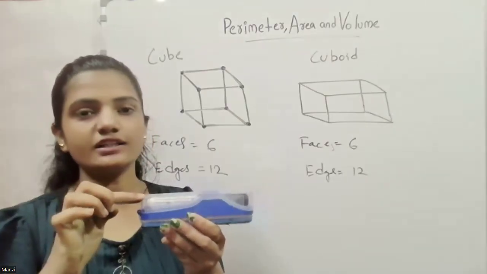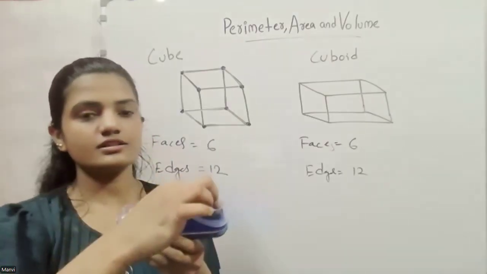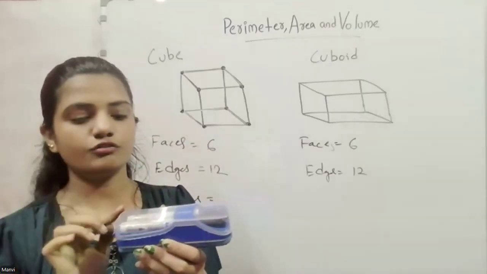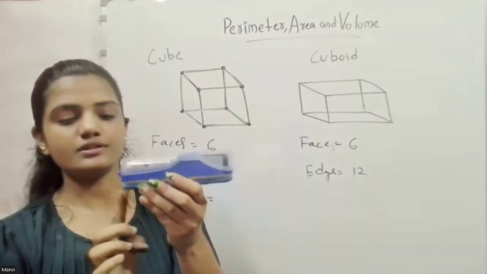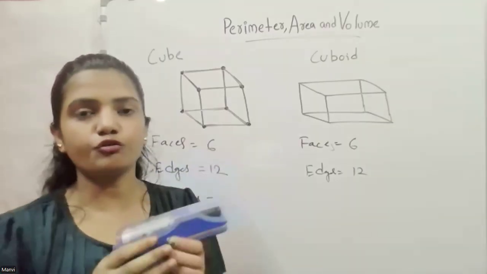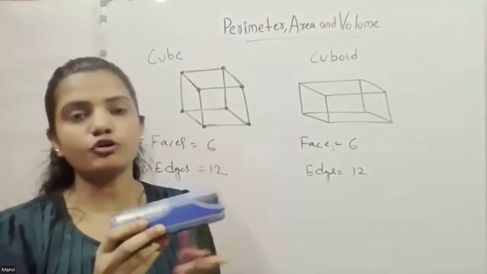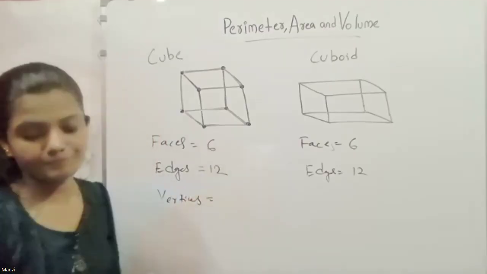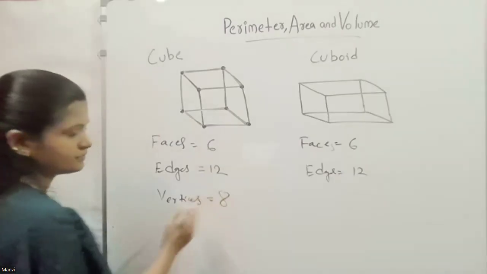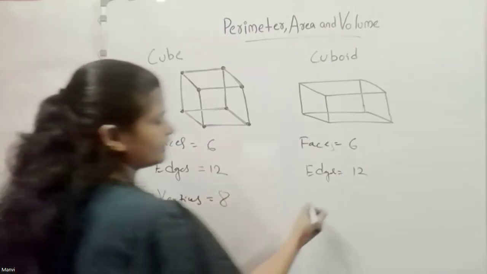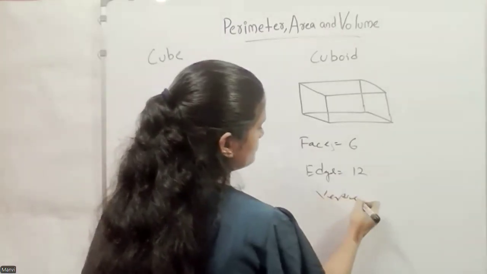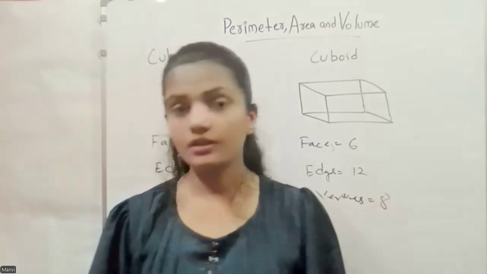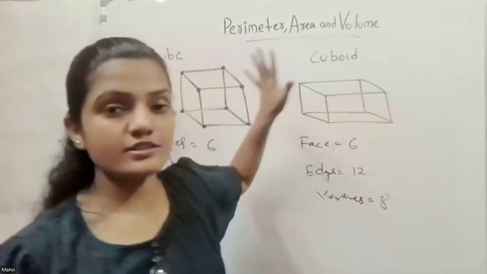Just feel like this is the cuboid. So this is one corner, second corner, third, fourth, fifth, sixth, seventh, eighth. 4 on the top corner and 4 on the bottom. Okay? Total vertices will be 8. Here also, vertices is 8. So, what is a cube and cuboid?